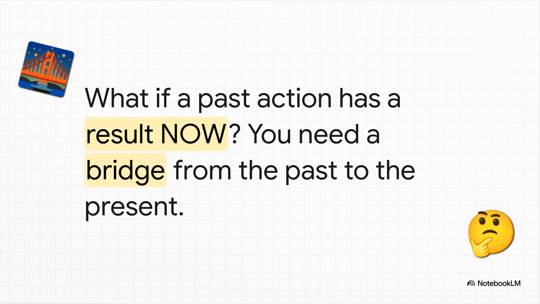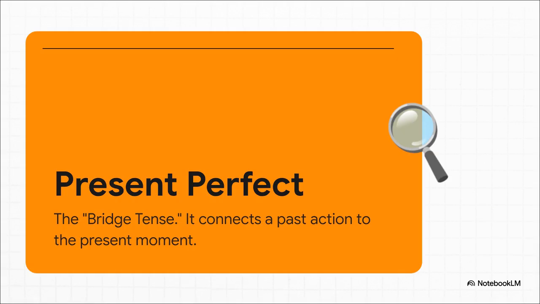Okay, but here's the big question. What if a past action isn't just some historical fact? What if it has a real, actual consequence in the present moment? To show that connection, we need a special tool. We're going to need a bridge. And that bridge, that is the present perfect. Its entire job, its whole purpose is to connect the past to the present. It tells your listener, hey, pay attention. Something happened back then, and that is why the situation is what it is right now.